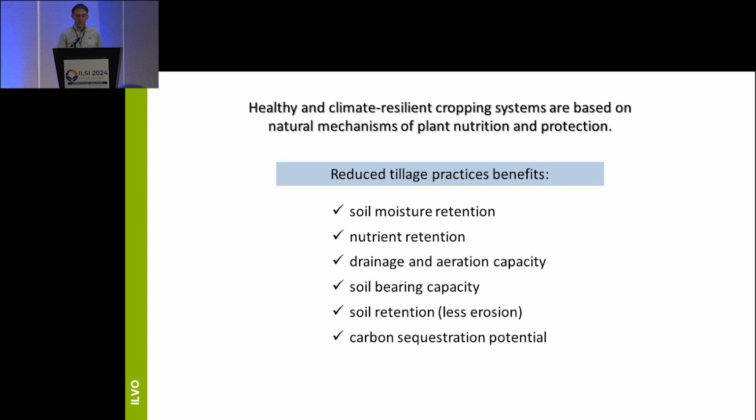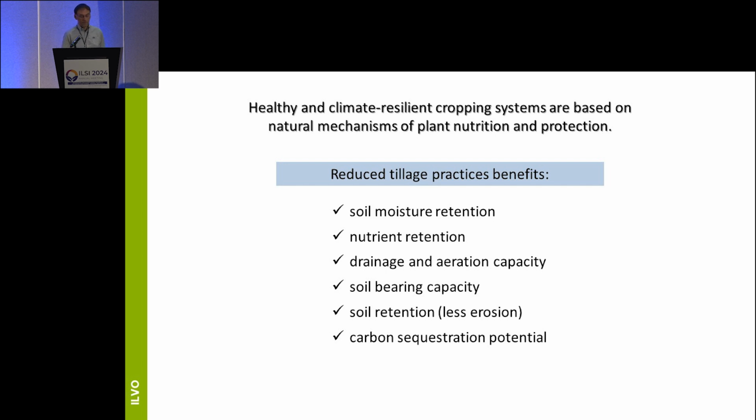You have also better drainage and aeration capacity because you have the big pores. They are not disrupted by the tillage, and big pores mean you have a very good pore size distribution. You have big pores, you have small pores. Small pores keep the water, and the big pores make it possible that there is gas exchange, so aeration. Oxygen can enter the soil, and CO2 can be liberated. And by these big pores, you also have a good drainage capacity.